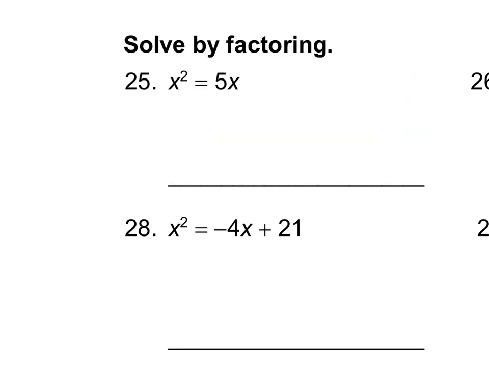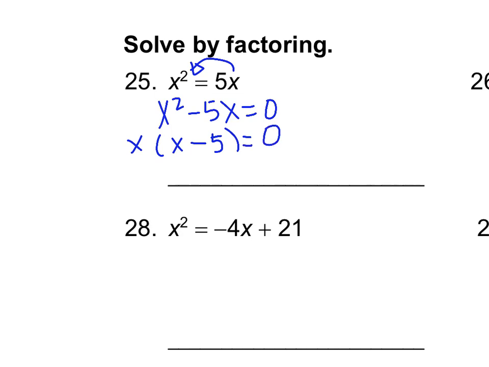Number 25. Again, going through our checklist. Is it in standard form? No, it is not. I'm going to need to move the 5x to the other side, making it x squared minus 5x equals 0. It's in standard form now. Is there a GCF? Yes, there is. They both have an x. So we're going to take that x out, and we're going to get x times x minus 5, and that equals 0. And now we can solve.